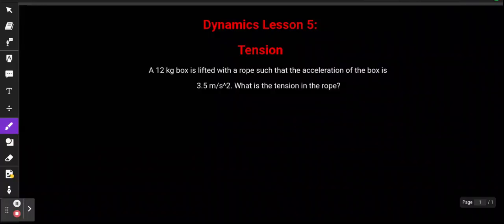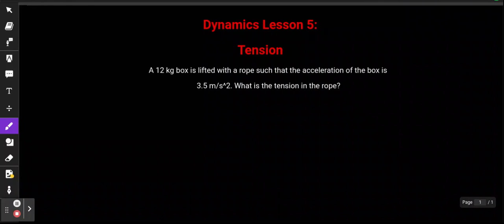Okay, so now we're going to go over some example problems using the idea of tension. In our last videos, we described how to draw free body diagrams and how to solve these questions using force net equations. So if you don't know how to do that yet, I would recommend watching the past videos before going into this one. Okay, so this one's pretty easy.